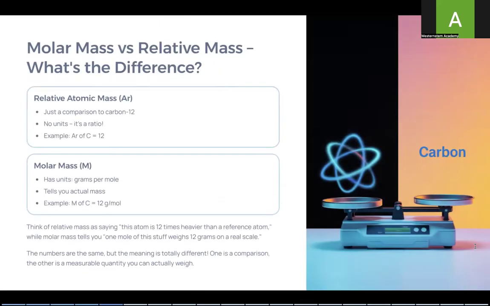Now we're looking at molar mass versus relative mass. What's the difference? Relative atomic mass, which is referred to as Ar, is just a comparison to carbon-12. So we're comparing the mass of a substance to the mass of carbon-12. No units, it's a ratio. Example, the relative atomic mass. Example, right?